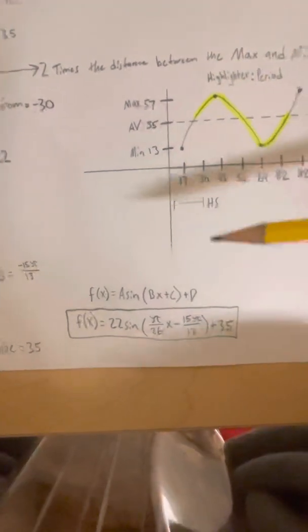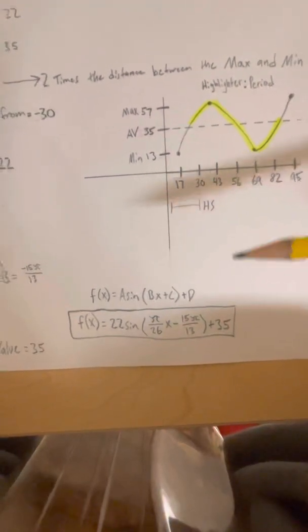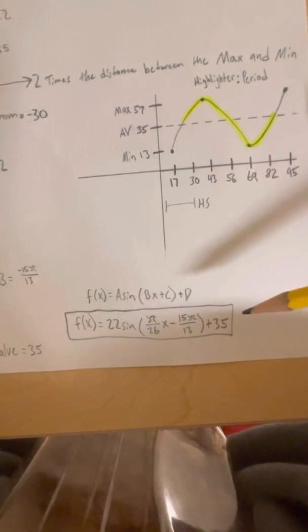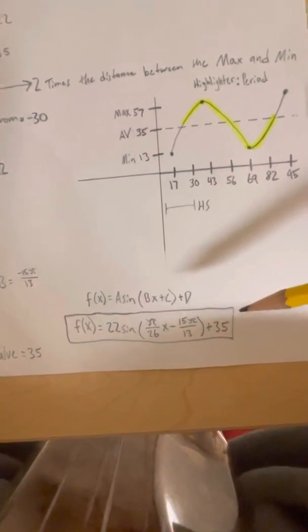So we put all these numbers into the function f of x equals A sin(Bx plus C) plus D, and we get f of x equals 22 sin(pi over 26 x minus 15 pi over 13) plus 35 as our final answer.